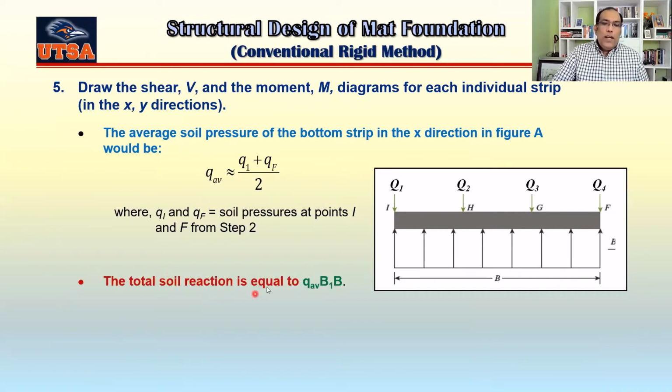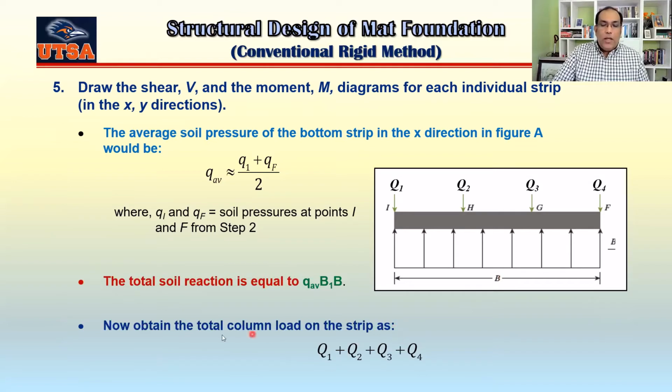The total soil reaction would be equal to QAV times B1 times B. Okay, this is B1, and in the other direction, the width of the strip is B. So you try to find out the total soil reaction under that strip. Okay.